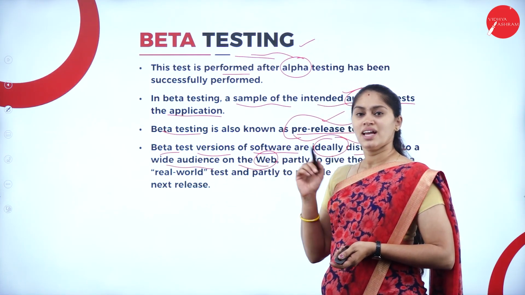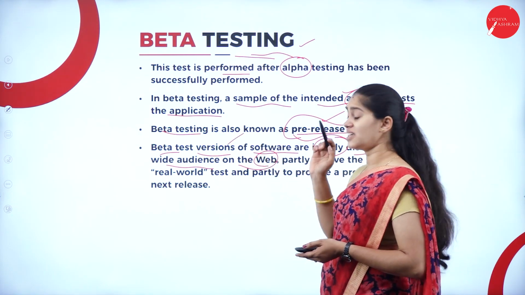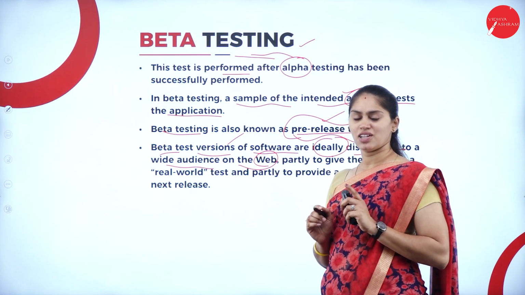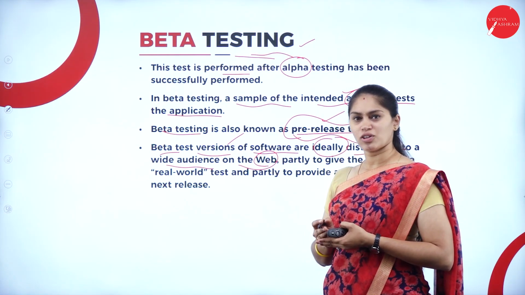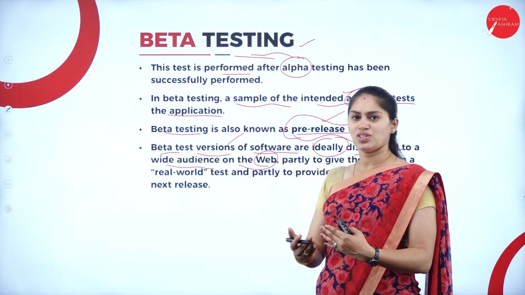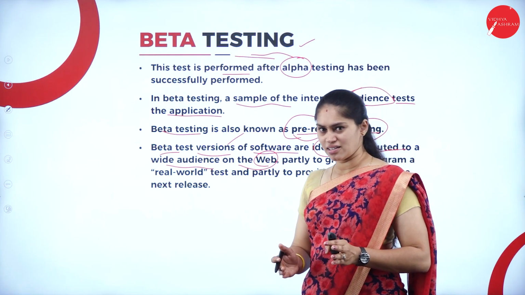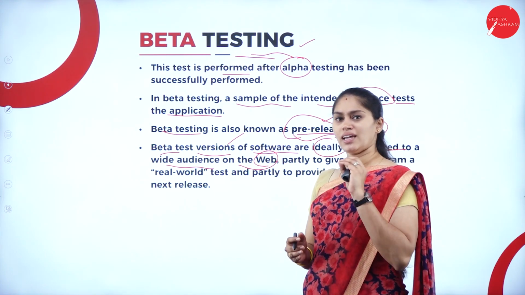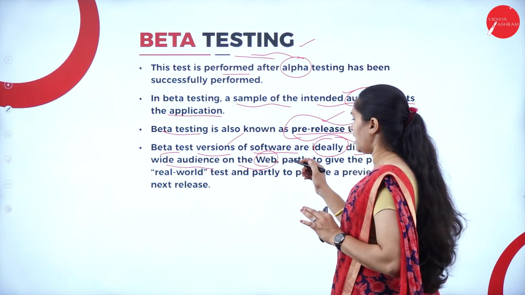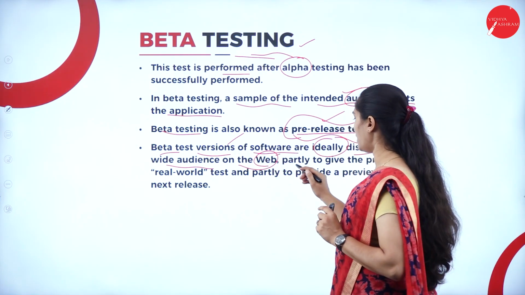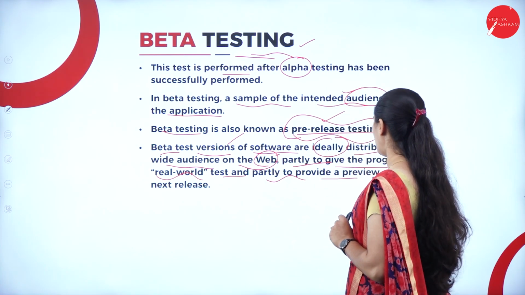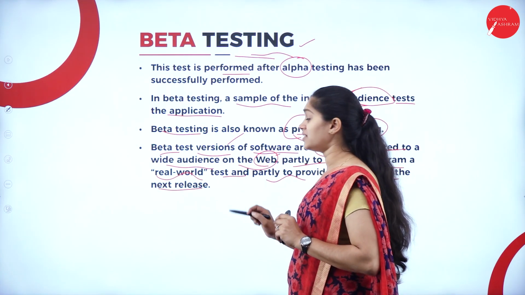And also, beta test versions of the software are ideally distributed to a wide audience on the web. Everybody gets that opportunity to test the beta version of a system. That is why I told you that whatever applications we have with respect to Google Chrome and all those are beta versions. They won't authenticate whatever information we are giving, right? They include every piece of data day by day and even minute by minute. That is what everybody can access throughout the web, partly to give the program a real-world test and partly to provide a preview of the next release.